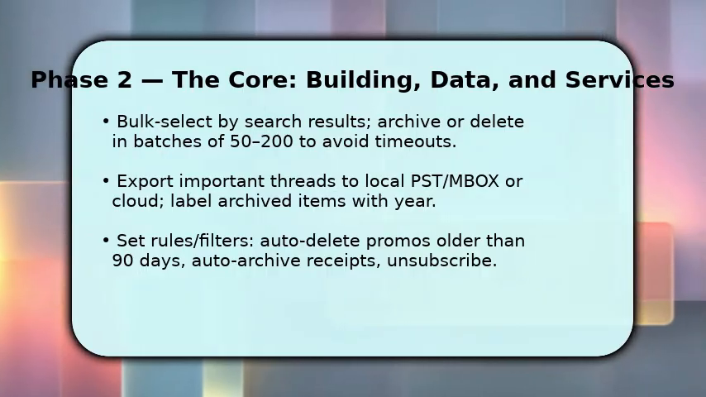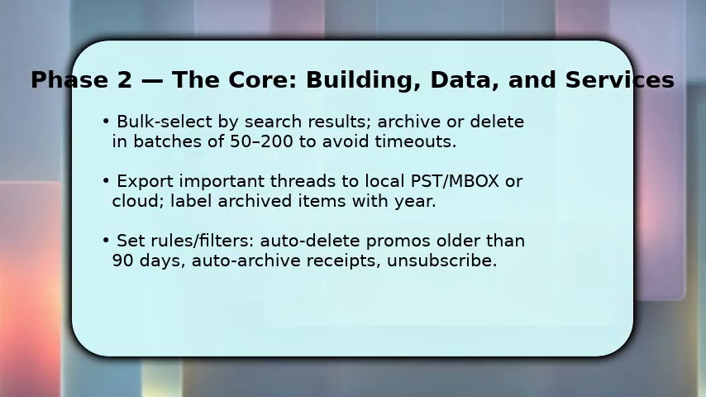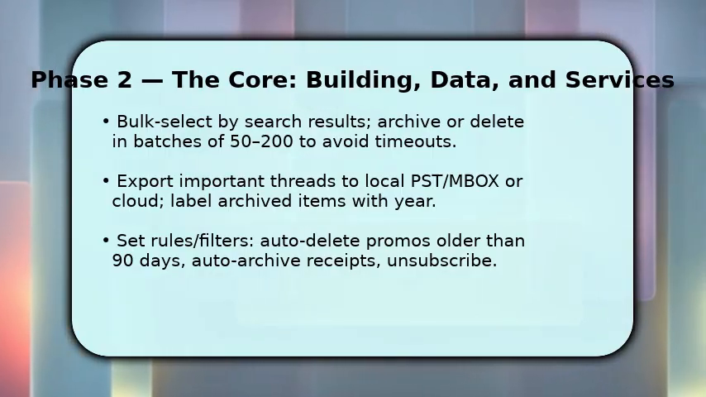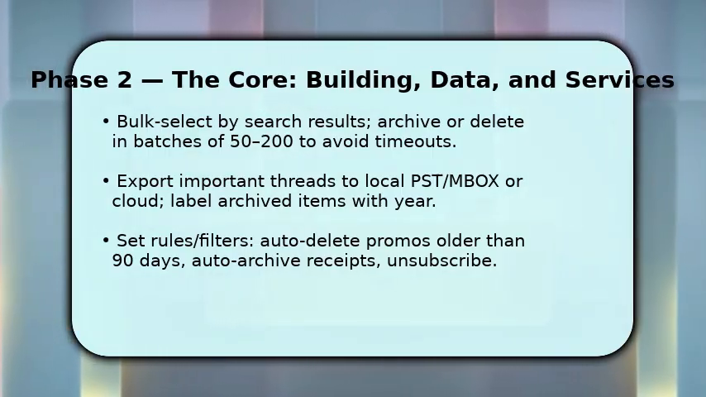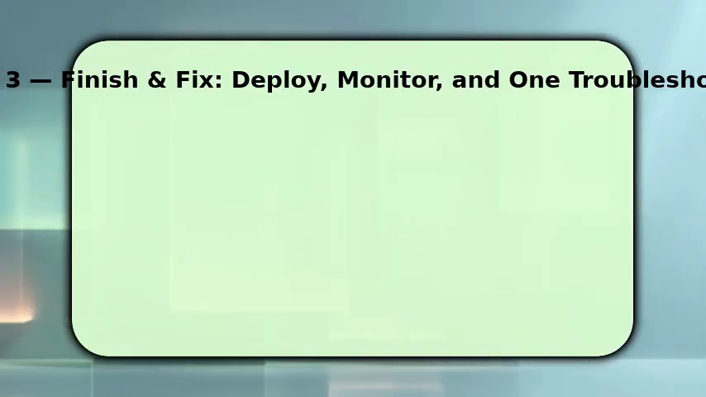Once done, create filters. Auto-delete promotions older than 90 days, auto-archive receipts, and unsubscribe from recurring lists to prevent future bills. You finish by emptying trash and spam, which often returns the largest amount of space. Then check settings to confirm the used percentage dropped.